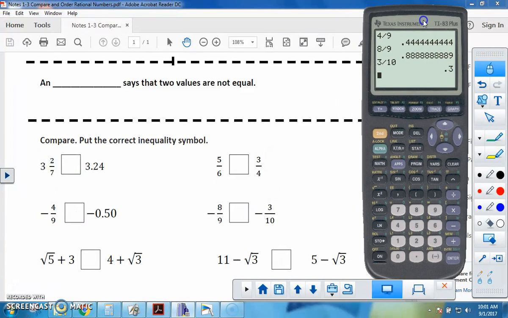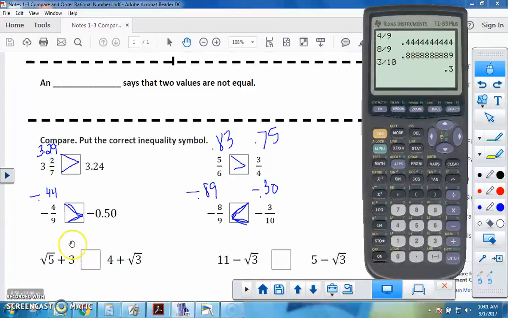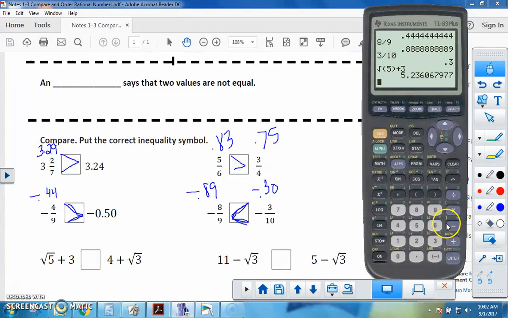So if we take a look at the last 2 problems here. So the way I would do this is, so you have square root of 5 plus 3. So in your calculator, you're going to go square root of 5. Make sure you close the parenthesis because that plus 3 is not inside the square root symbol. So you have square root of 5, close the parenthesis, and then go plus 3. And you get 5 and 24 hundredths.